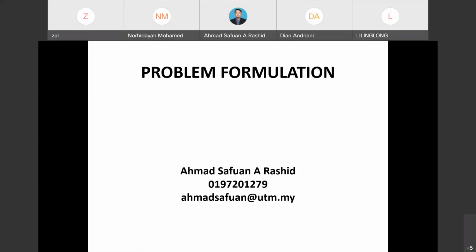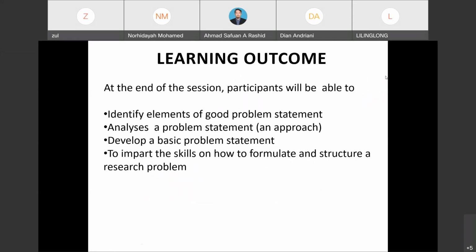So we continue for our afternoon session on the problem formulations. The learning outcome of these sessions is that we're able to identify elements of a good problem statement, analyze a problem statement, develop a basic problem statement, and impart the skill on how to formulate and structure a research problem.